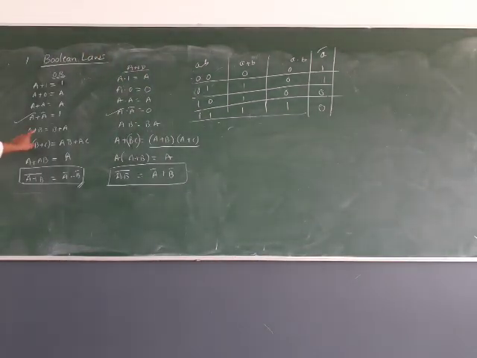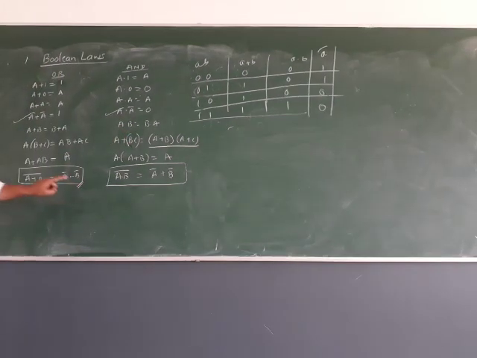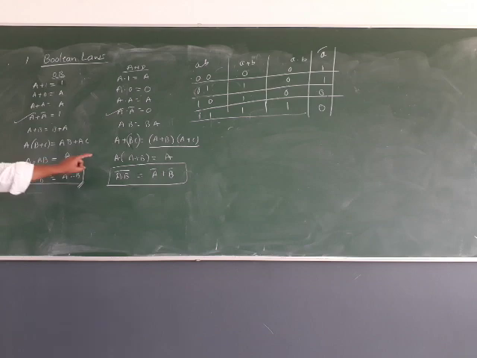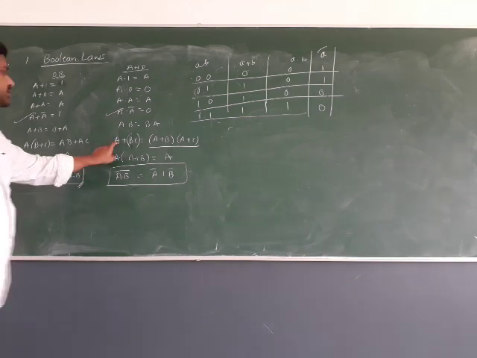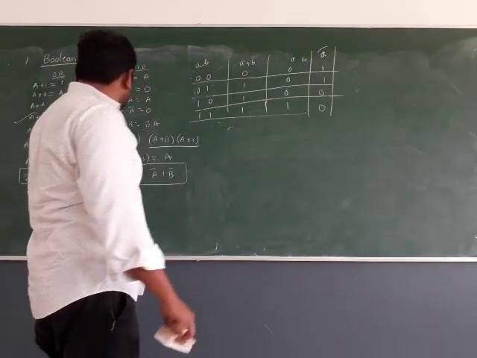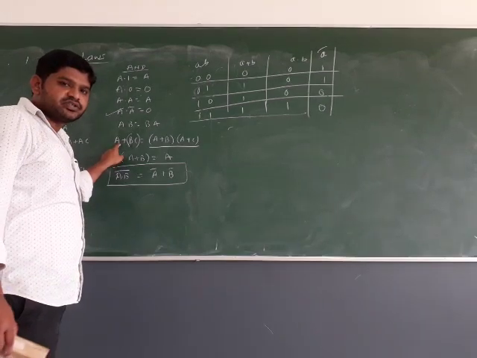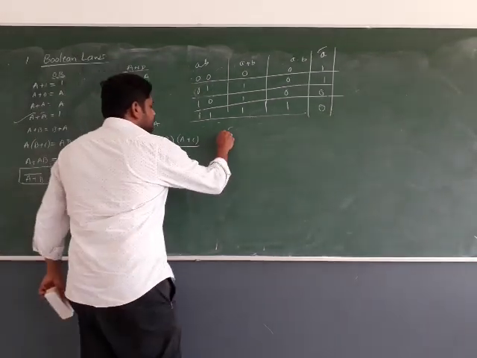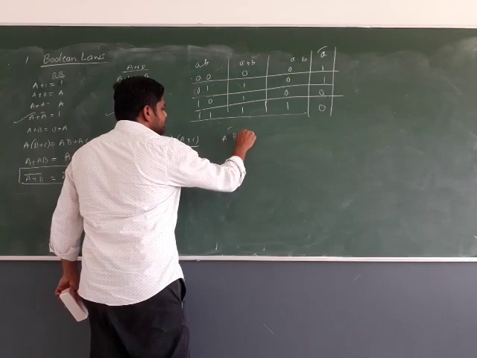I hope you know this associative property, so I will not take it as it is a simple one. This I will take by the tautology method. Here we have A, B, C.